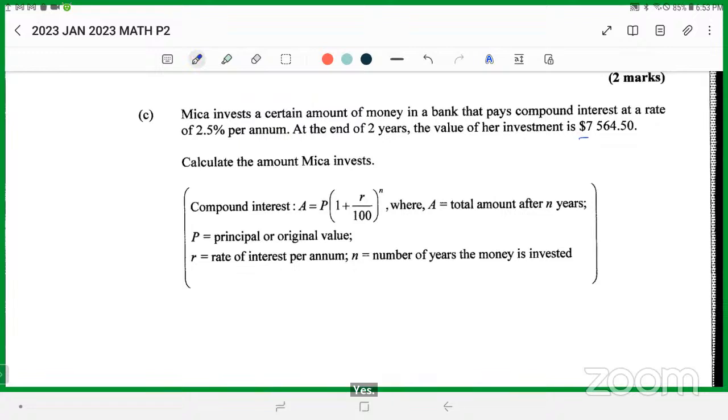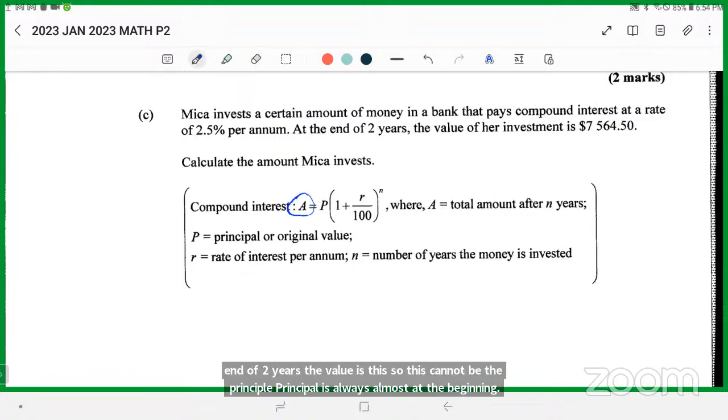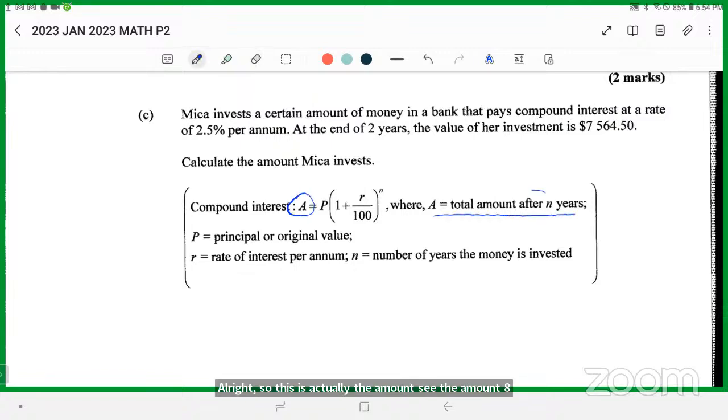So this cannot be the principal amount, because it says that at the end of 2 years, the value is this. So this cannot be the principal. Principal is always the amount at the beginning. So this is actually the amount, A, the total amount after n years. See, at the end of 2 years, meaning after 2 years. See that? After 2 years.